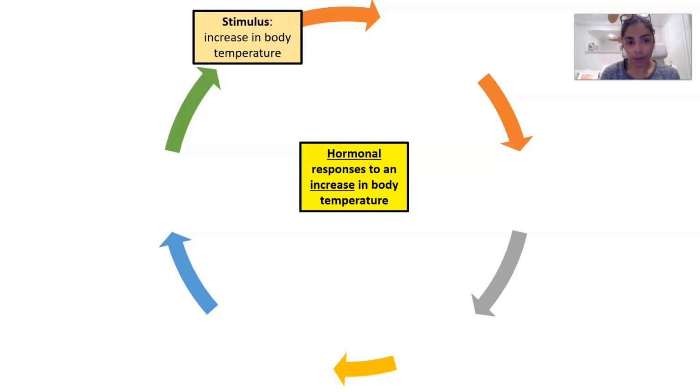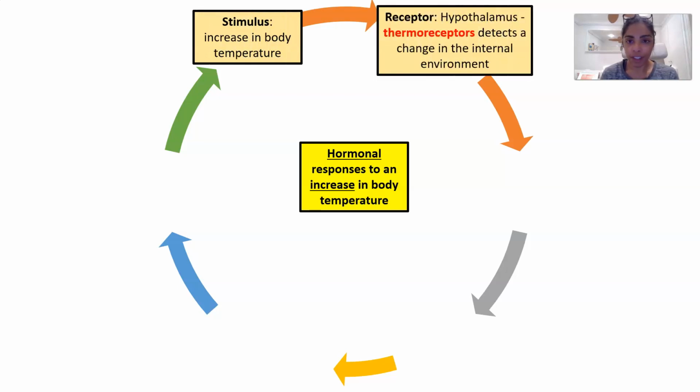All right, so our stimulus, increase in body temperature. Again, the receptor hasn't changed. It's the hypothalamus central thermoreceptors that are located there. They detect that increase in body temperature.